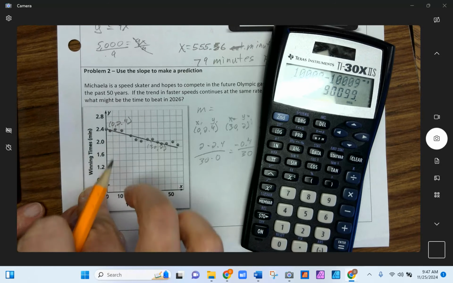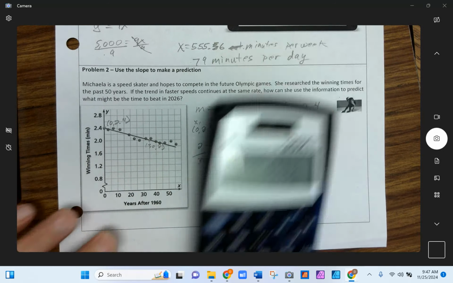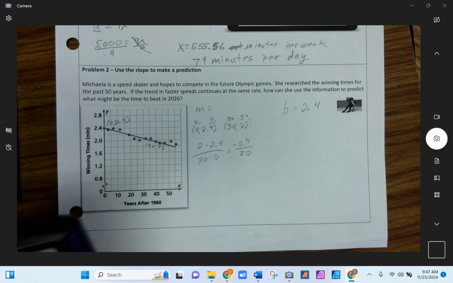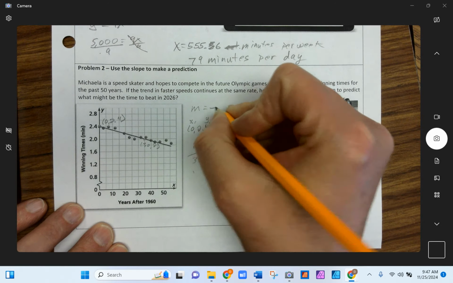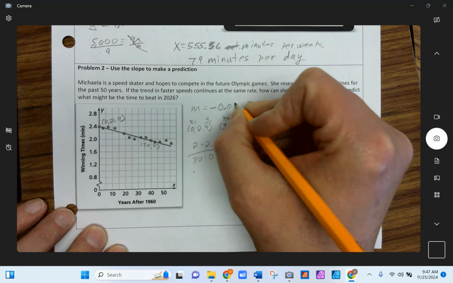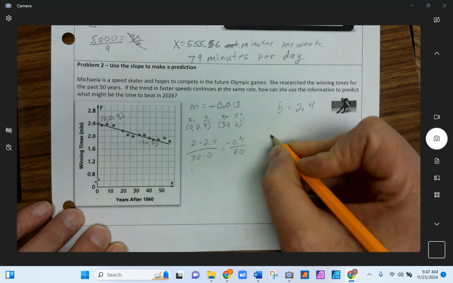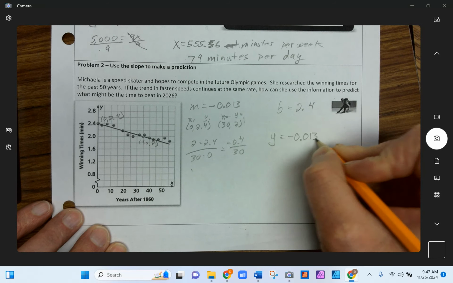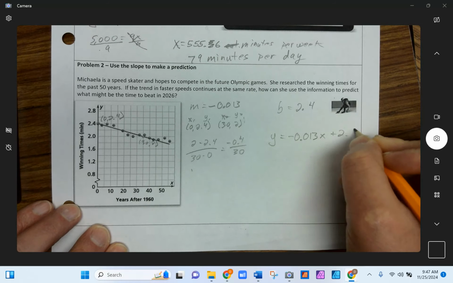And this is going to be the time in minutes. This is how much it's decreasing by. So 0.4 divided by 30 gives us, that's how much it's decreasing, negative 0.013. So our equation is y equals negative 0.013x plus 2.4.